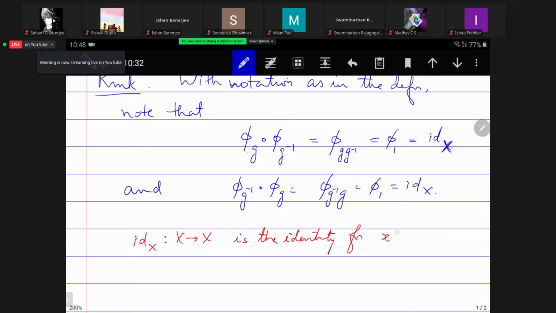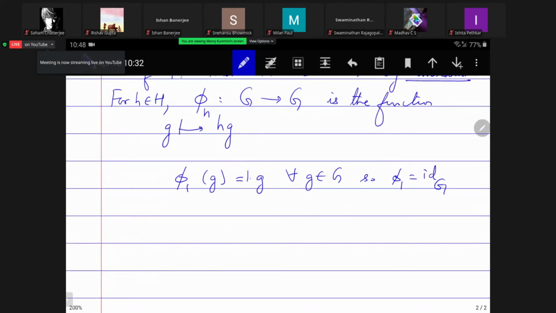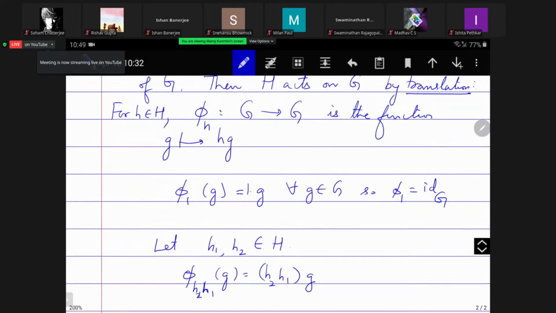Which sends little x to itself. For any set, we will write ID sub that set to denote the identity function. Okay. And if we take H1, H2 inside H, then phi of H2, H1 of G is by definition H2, H1 of G, because now we are multiplying this subscript, which is an element of H, to G. That's what the operation is.